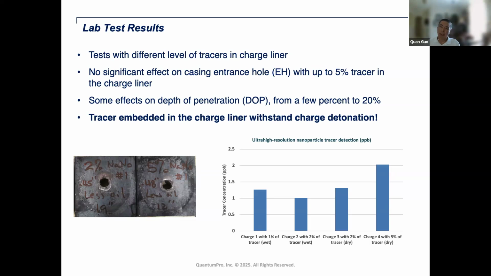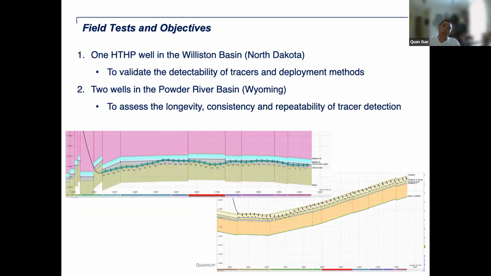So with this result, like I said, we have to put it into a well to demonstrate the technology. With these results, we went to field tests, and 2 field tests were performed. The first one is on a high temperature, high pressure well in North Dakota to validate the detectability of the tracers and also different deployed methods I'll elaborate next. And the second test involved 2 wells to assess, like I said, how long the tracer will remain detectable and the consistency, repeatability of the tracer detection.